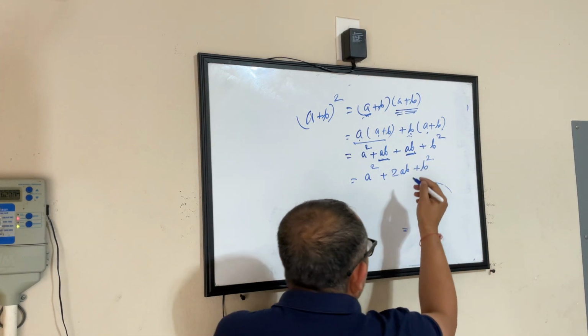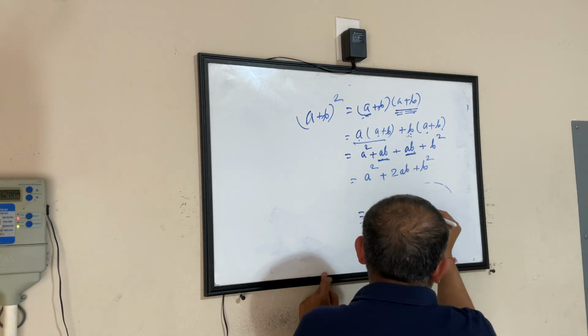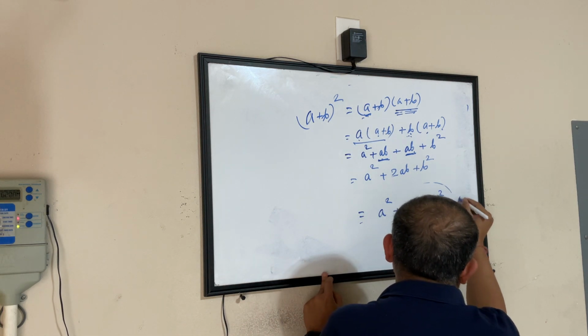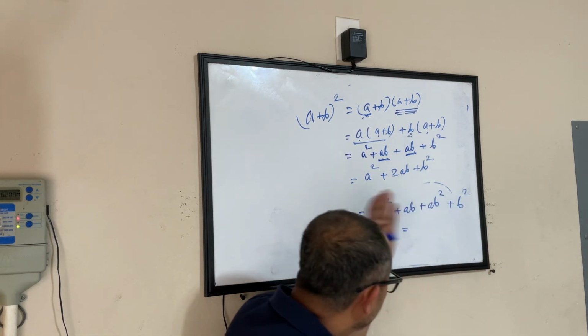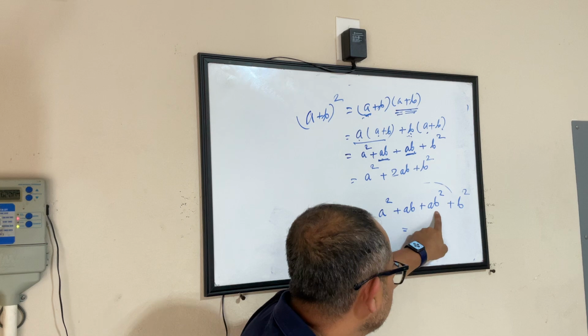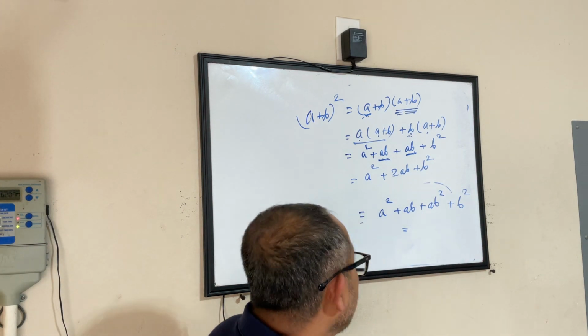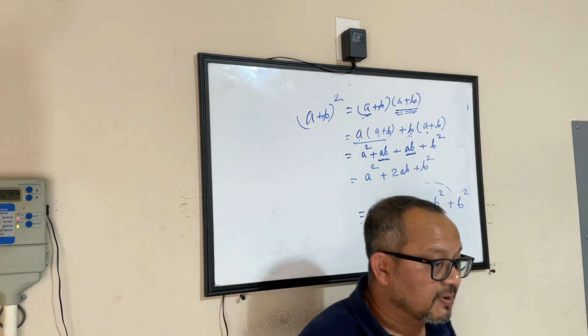If I ever had AB, A square plus AB plus AB square plus B square, I would have said, okay, live like this, I don't care. Because they are different. These two are not the same. So just be mindful and watchful of that when you are dealing with algebra. Is this not clear so far?